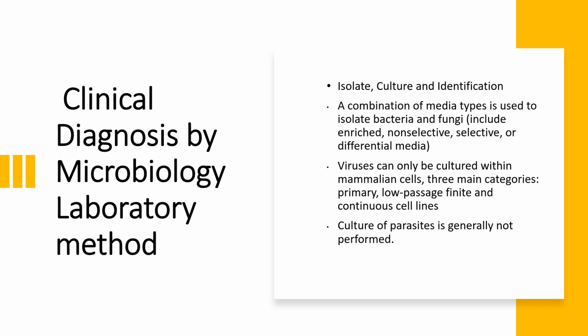A combination of various media methods are used to isolate the bacteria and the fungi. However, viruses can only be cultured in mammalian cells. There are three main categories of virus cultures. This includes primary, low-passage finite, and continuous cell lines. Culture of parasites is generally not performed.